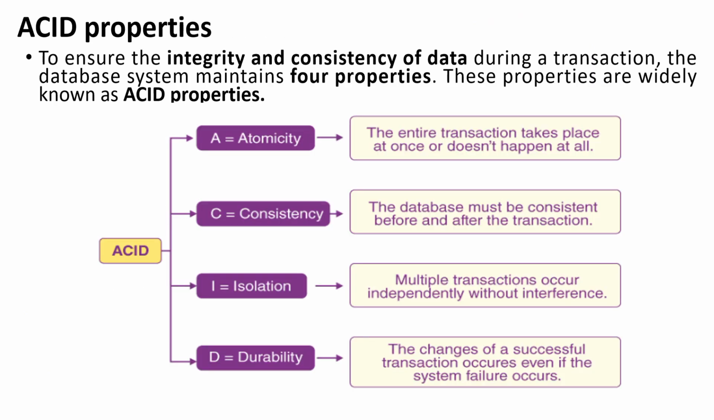ACID properties. ACID basically stands for atomicity, which means a transaction takes place at once or doesn't happen at all. Consistency: the database must be consistent before and after the transaction. Isolation: I for isolation, multiple transactions occur independently without interference. D, Durability: the changes of a successful transaction persist even if a system failure occurs.